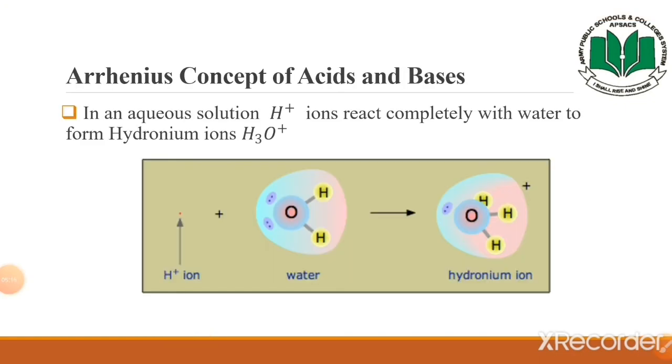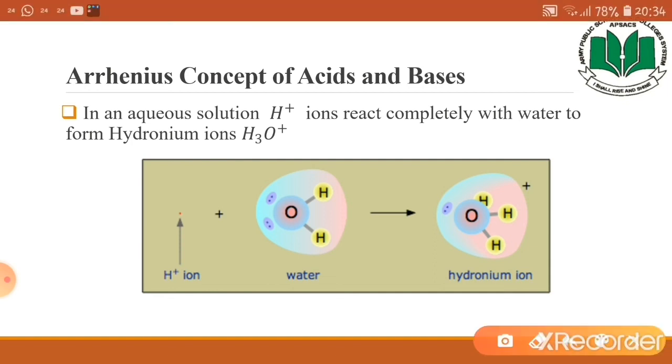In aqueous solution, hydrogen ions that are generated after the dissolution of an acidic substance in water react completely with water to form hydronium ion. As you can see here, the hydrogen ion generated from an acid is reacting with a water molecule to form hydronium ion.